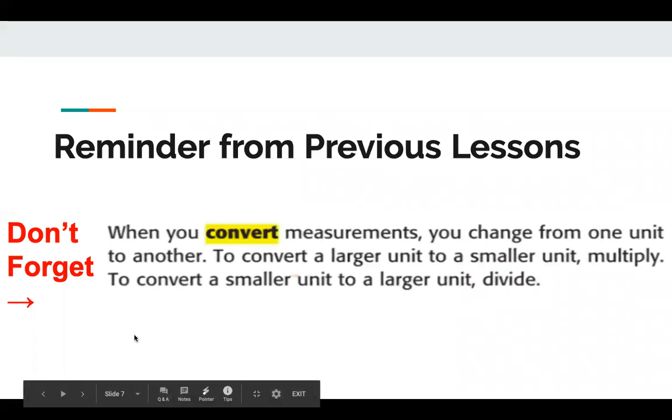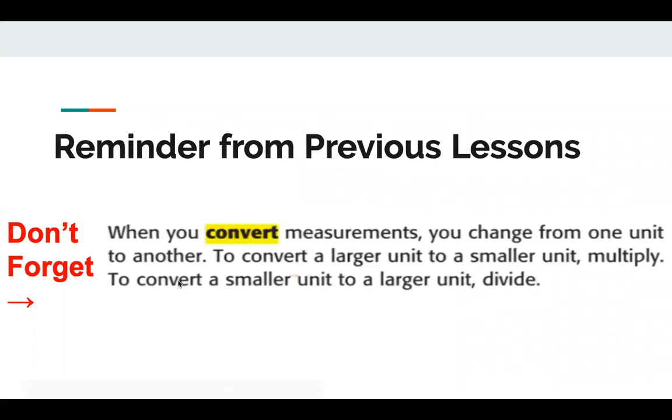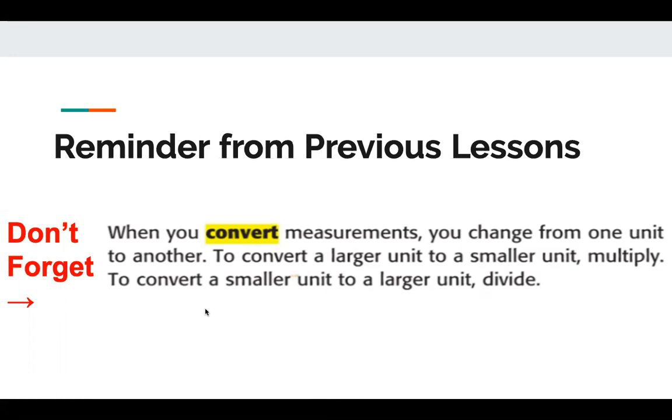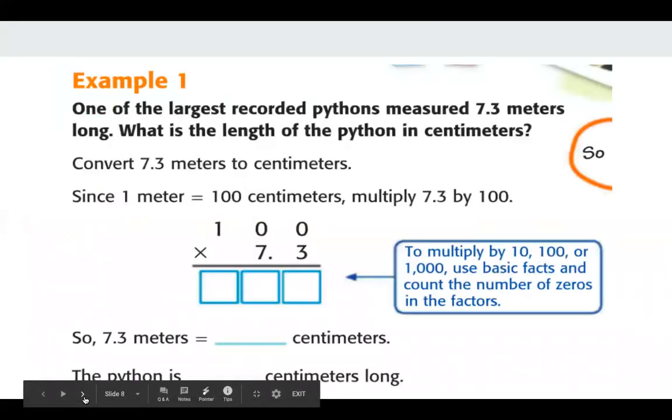Okay, so this is one quick reminder before we do the first example. I took this directly from what we've seen throughout all the other lessons you guys have done because it still applies to these lessons today. When you convert measurements, you change from one unit to another. To convert a larger unit to a smaller unit, you multiply, and to convert a smaller unit to a larger unit, you divide. Same as we've done in the past lessons.